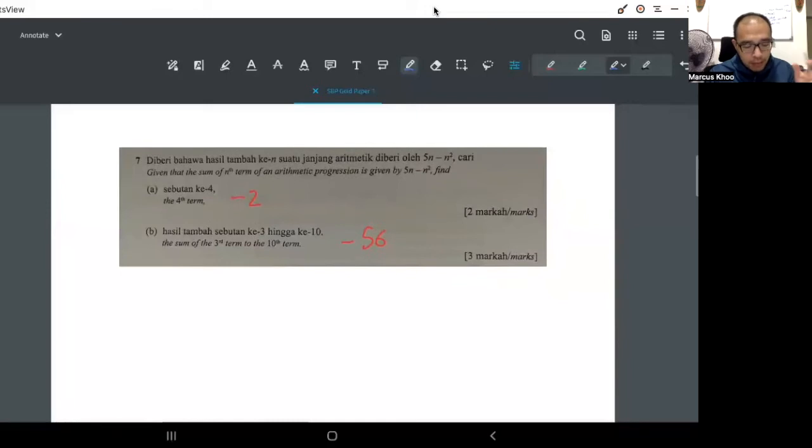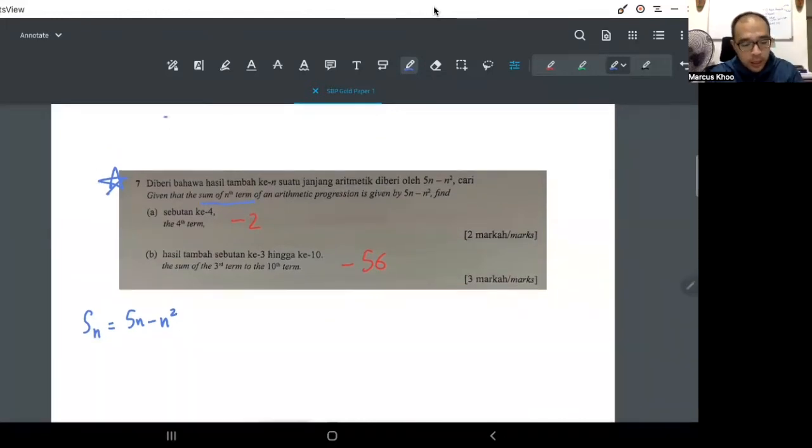Okay, given that the sum of the nth term of an arithmetic progression is given by 5n minus n squared. So what it is telling you is Sn is equals to 5n minus n squared, the sum of the nth term. One very important thing to remember is if they have given you an alternative formula, because the arithmetic progression formula is what? Sn equals n over 2 (2a plus (n minus 1)d). This is the standard formula. If they don't give you an alternative formula, you use this formula. But if they have given you an alternative formula, use that formula.